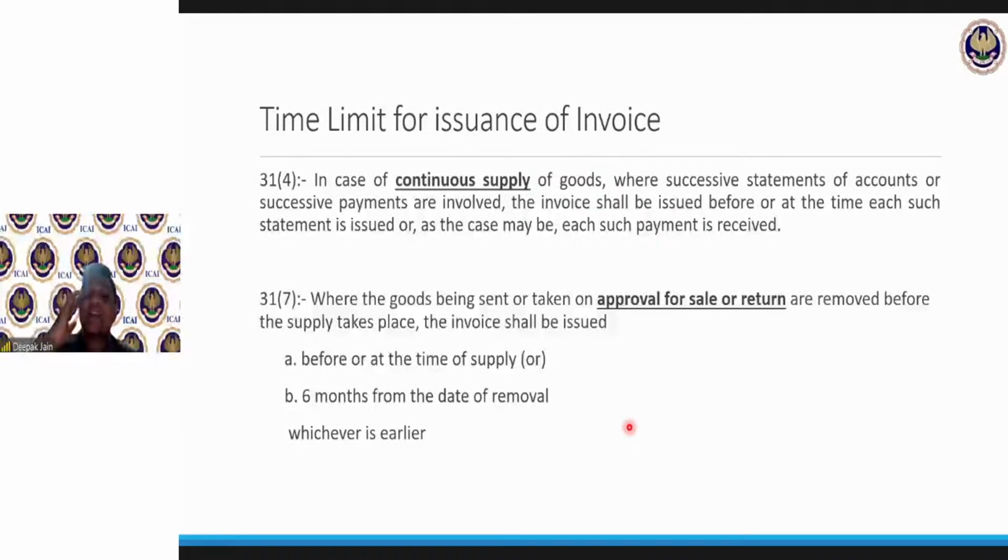What was lacking in the supply chapter? The time of supply was lacking because there's no clarity on when to pay the tax. There are so many components. That's why this topic clears it.